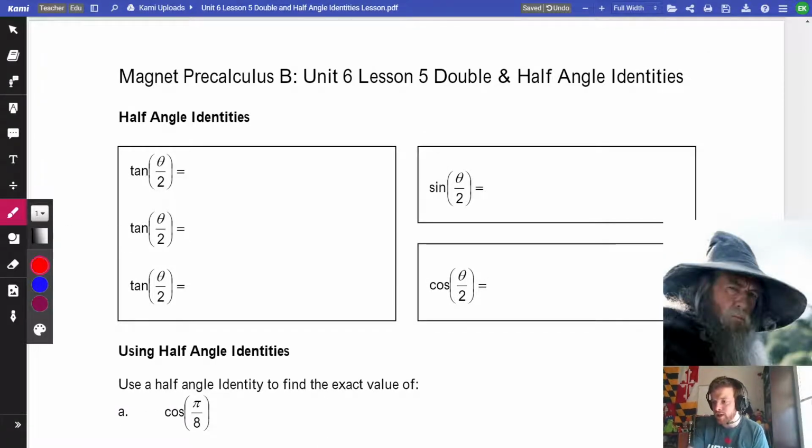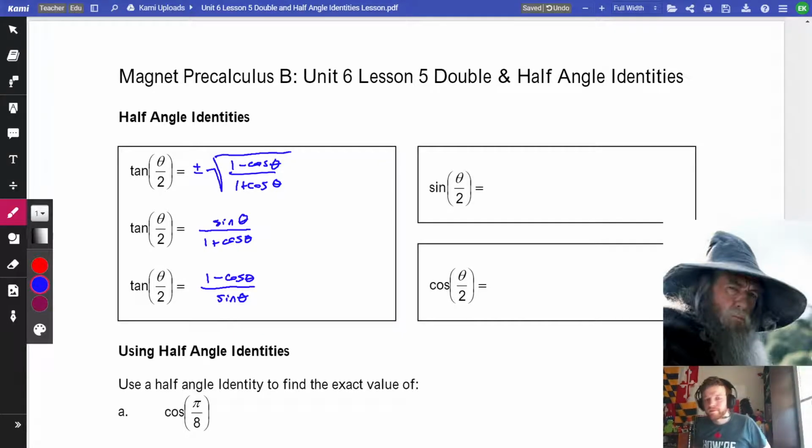I'm just going to write them down here. We have plus or minus the square root of 1 minus cosine theta over 1 plus cosine theta. Then here I have the 1 plus cosine theta on the bottom. Here I'm going to have the 1 minus cosine theta on the top. And then a sine theta on the bottom there and a sine theta on the top there. That's how I remember it. It's kind of silly. Not the best.